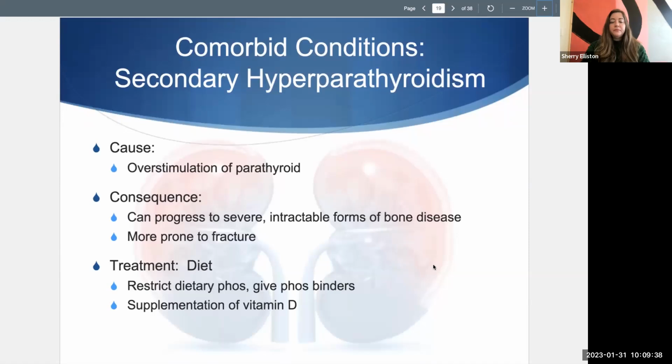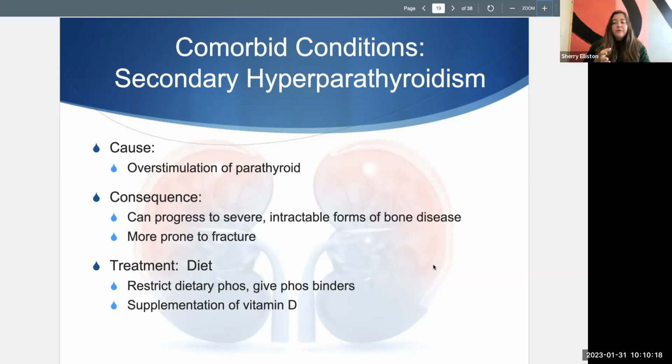Okay. What can happen with this chronic kidney disease is what we call secondary hyperparathyroidism. And this is when you have an overstimulation of the parathyroid gland. These consequences can progress to be severe and lead to bone disease, which then compromises the integrity of bones, the mineralization of bones, and can lead to more things like fractures.